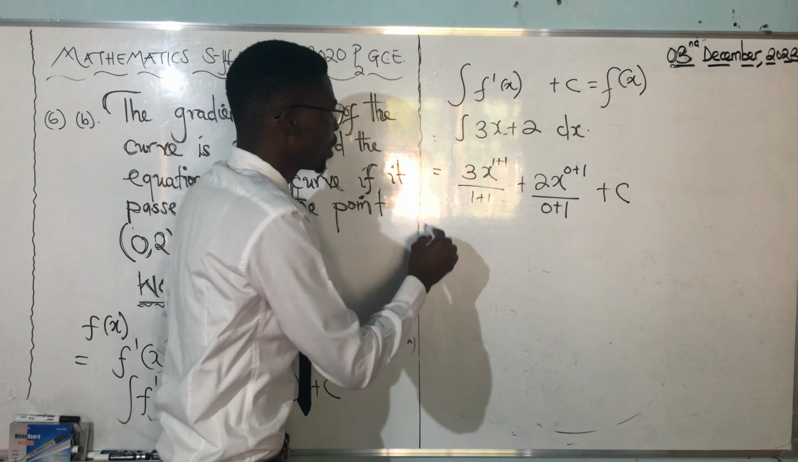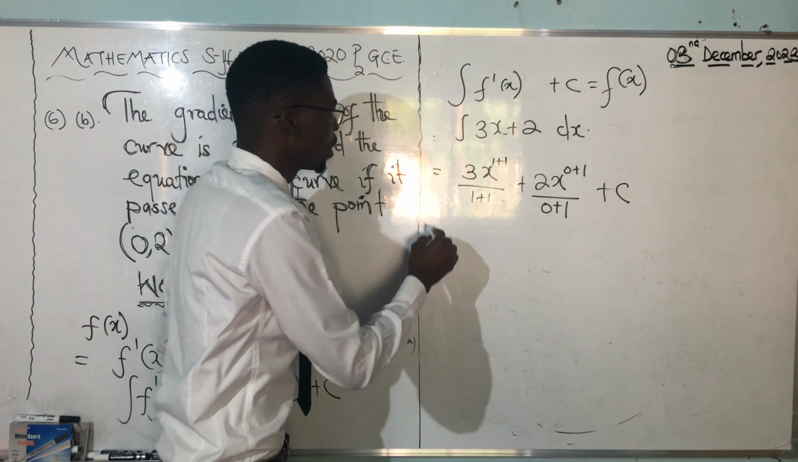So our f of x is equal to 3x squared over 1 plus 1, which is 2, because 1 plus 1 is 2, that's why we now have a square, plus 2 over 1 times x to the power 1, which is just x, then plus c. So our equation, f of x, which can also be called y, is equal to 3 over 2 x squared plus 2x plus c.